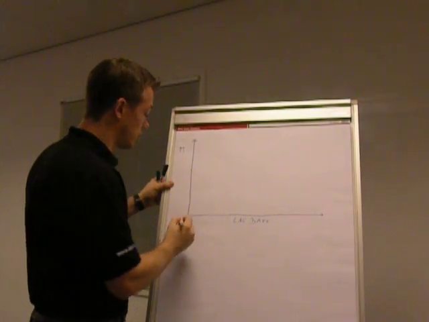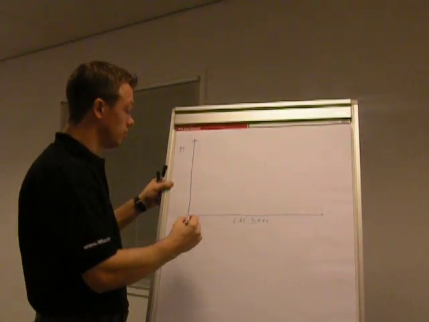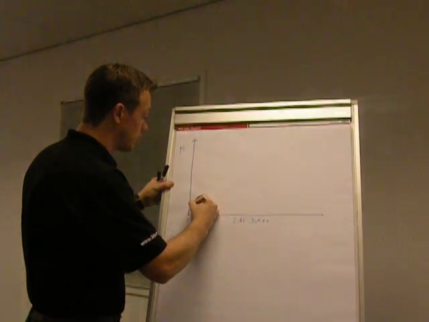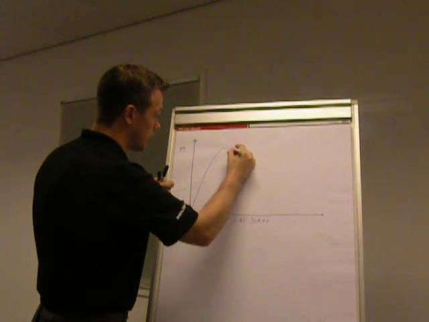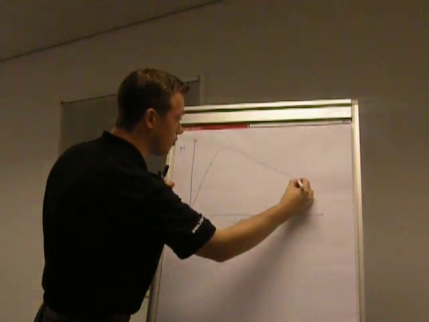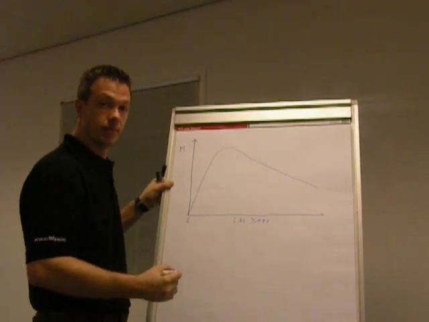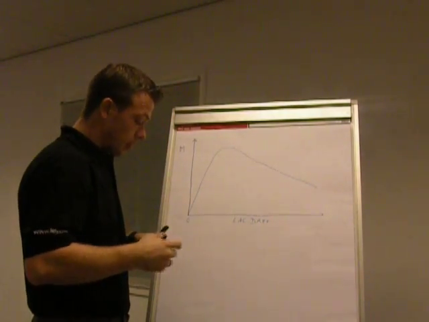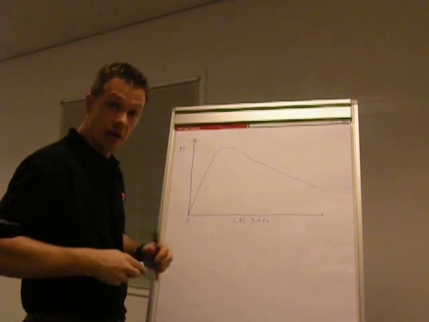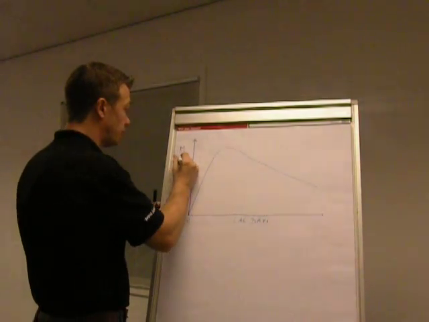M for milk production. The cow calves at day 0. What she will do is she will rather quickly increase in milk production, which will then trail off to the end of lactation. Of course, this demands a lot of energy which the cow needs to inject from feed.